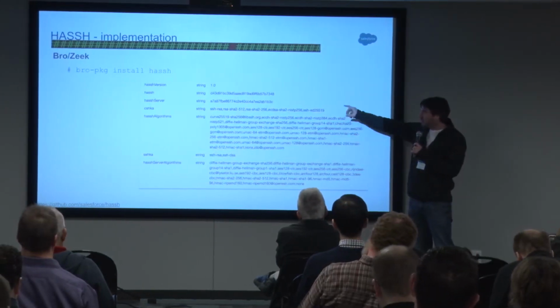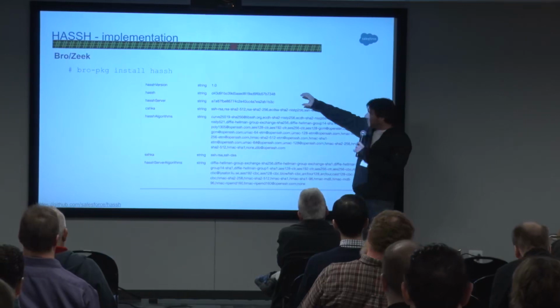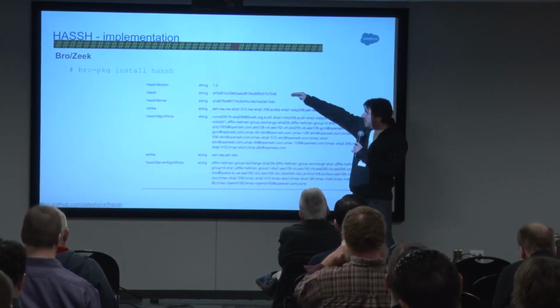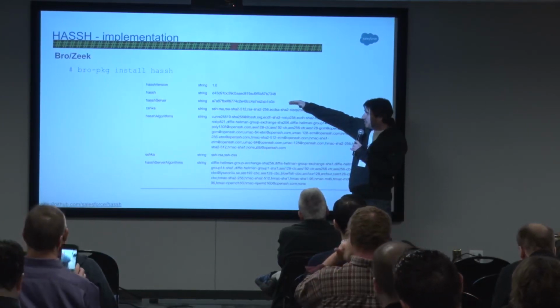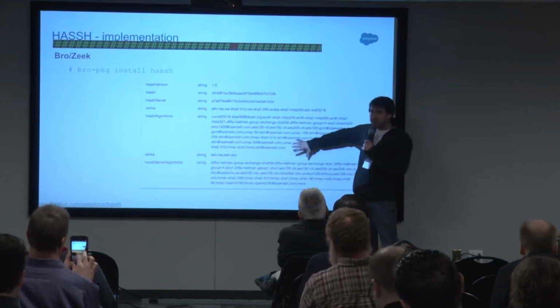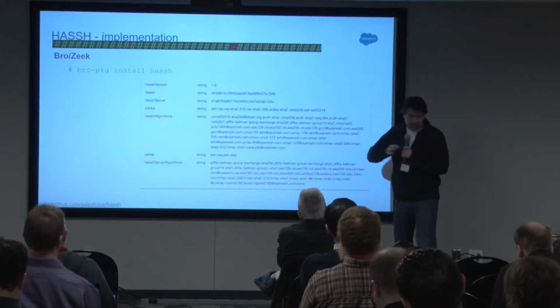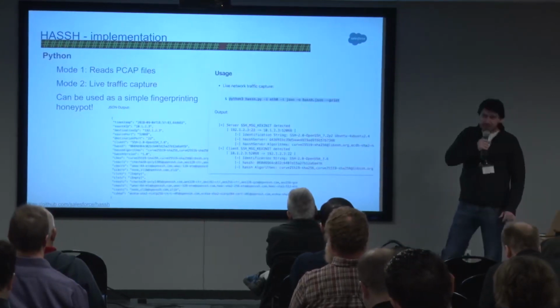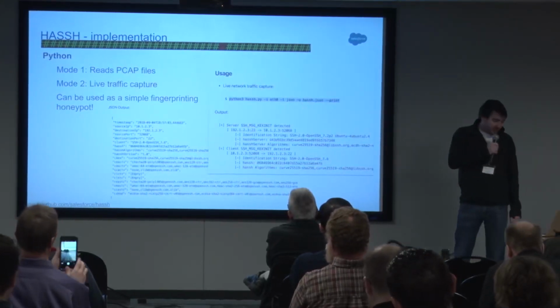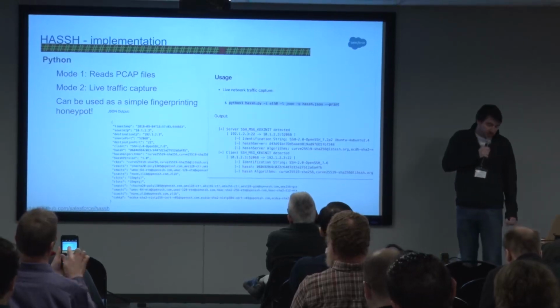If you're running HASSH on Bro, I think natively it just comes with the hash for the client, and then the hash for the server side. And then everything else is optional. If you want to do hunting and you want to gather all that data, you can enable that in the Bro script. Adel Kazemi, who is also on our detection team, wrote a Python module for this.